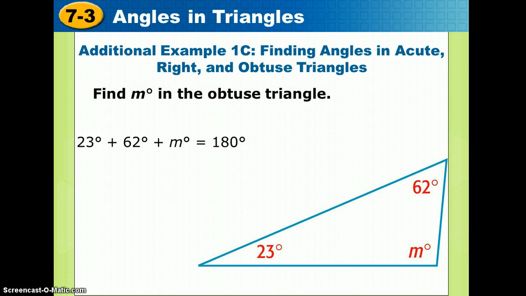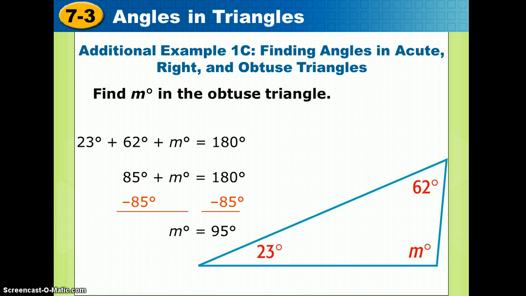So combining our like terms, which are our numbers, we would get 85 degrees plus m, and isolating the variable, which means subtracting 85 from each side, we would find out that m equals 95 degrees. And remember, we were expecting an obtuse triangle, so our answer makes sense.